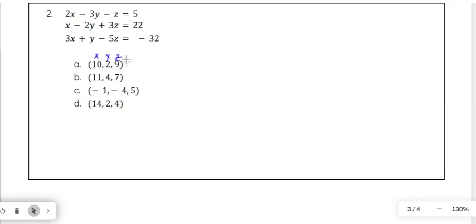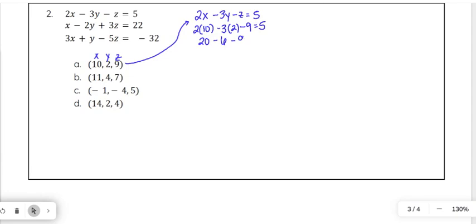So starting with the same plan from the last example, we're going to plug in 10, 2, 9 into each equation. We'll start with the first one. If it works for the first one, then we'll plug it into the second. If it also works for the second, then we'll plug it into the third. If it works for the third, meaning all 3 it works for, then that would be the answer. So 2x minus 3y minus z equals 5. So we'll have 2 times 10 minus 3 times 2 minus 9 equals 5. 2 times 10 is 20.